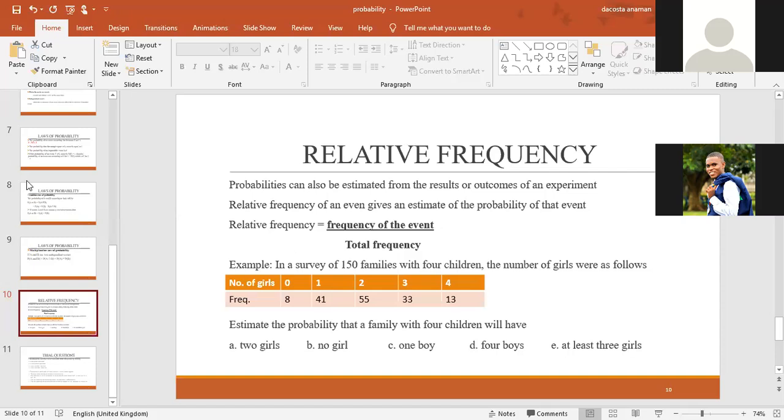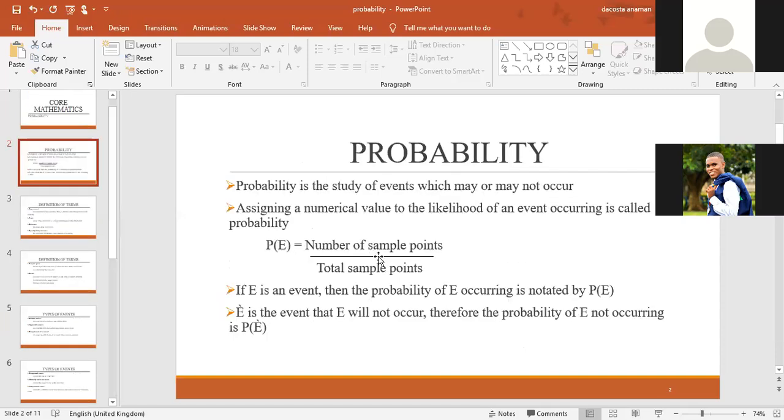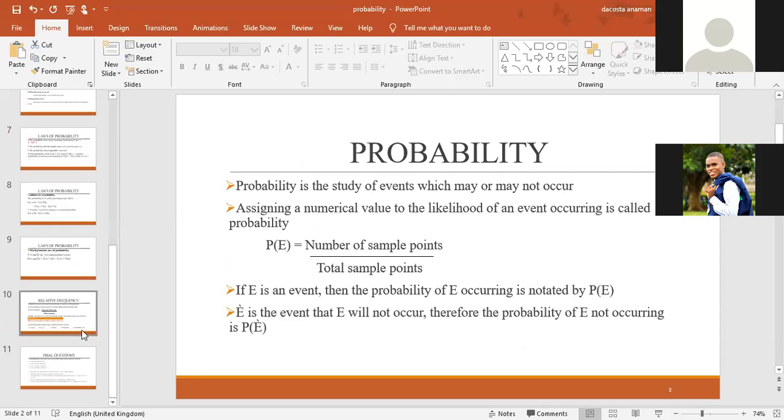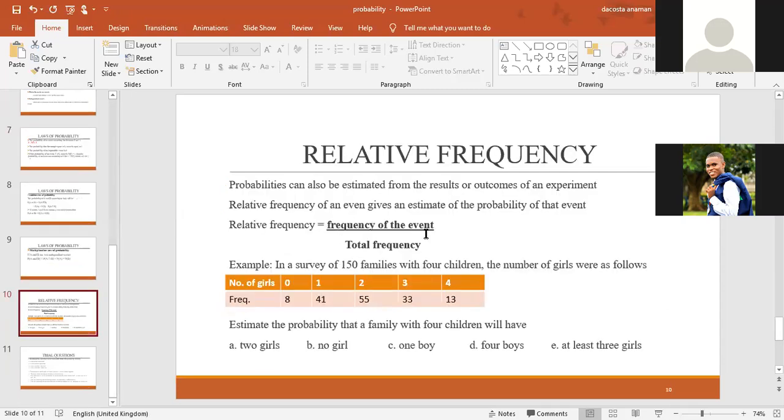And it is the same thing as the frequency of the event. That's when we check the formula for probability: the number of sample points over total sample points. In this relative frequency, we are checking the frequency of the event, that's how much the event occurs over the total frequency. So it's the same thing here, just that in this instance, we are not talking about individual events, but we are talking about a frequency of events.